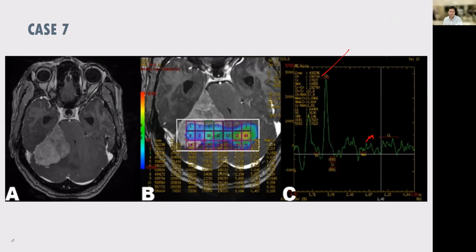So it's a broad base towards the tentorium. Somebody said schwannoma. No, broad base on the tentorium. It's a meningioma. It's not in the CP angle. I think I should have given more sections.